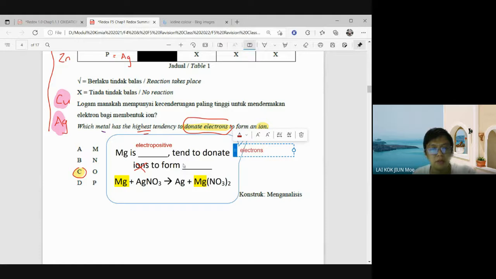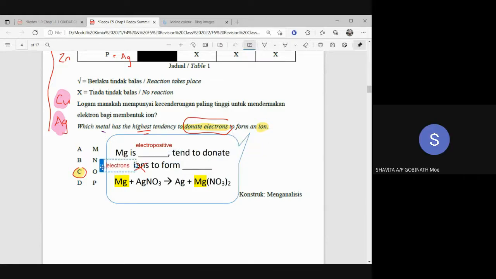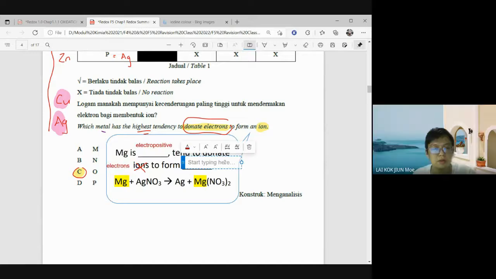Okay. Donate electron to form what? Must tell the name of the Mg ion. You can write the ion also can, no problem. Is it Mg2 plus? Yes. Then okay, we have to form Mg2+ ion. Thank you, Sharita. So you got the equation also can. Okay, like this one, you will find Mg2+.